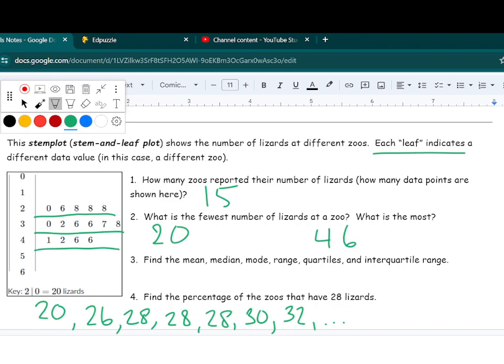Of the 2s, we've got 0, 6, 8, 8, 8. Of the 3s, we've got 0, 2, 6, 6, 7, 8. Of the 4s, we've got 1, 2, 6, 6. So the one that is repeated the most is those 3 8s, meaning that our mode is going to be 28.